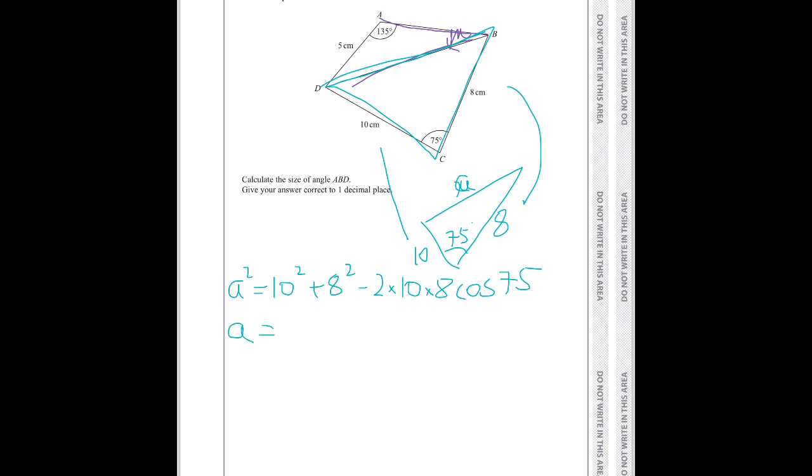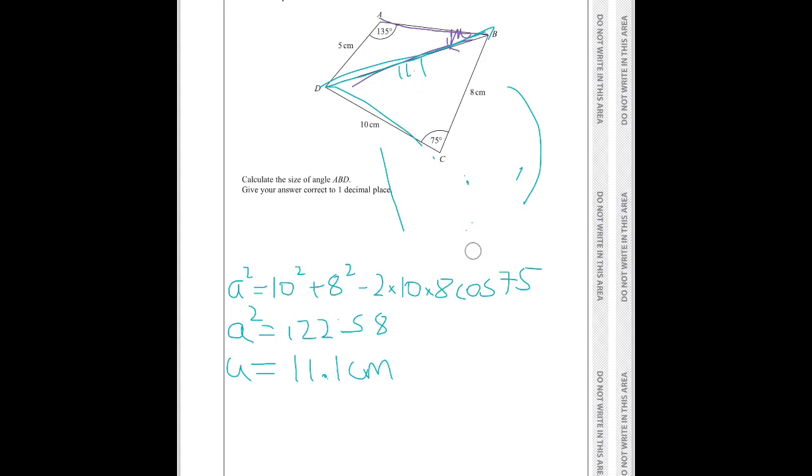Right, so a bit of calculator work for you. 10 squared plus 8 squared minus 2 times 8 times 10 times cos 75 gives you 122.58. Do not forget to square root this number. This is only a squared. A is the square root of that, so let me do that. I've got 11.1. I'm going to round it to 3SF. It's actually 11.071, but I'm just going to keep it to 3SF. That should be fine. At this point, we can switch our attention to the top triangle.